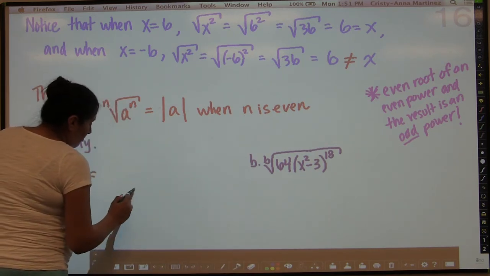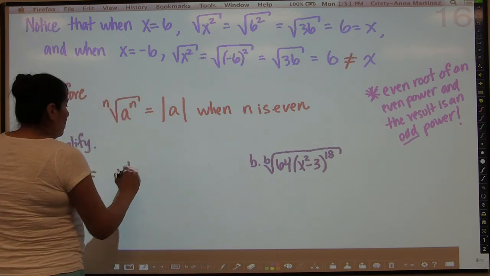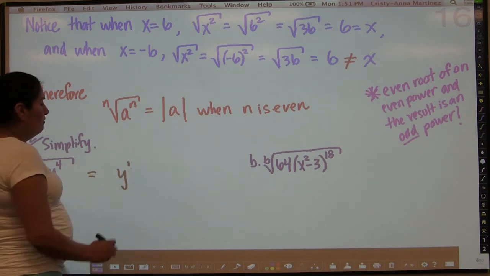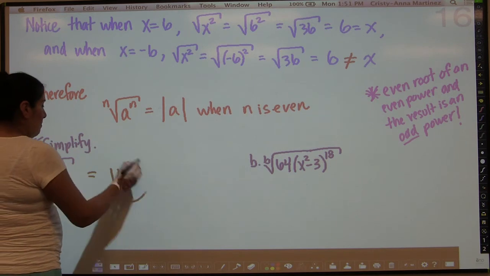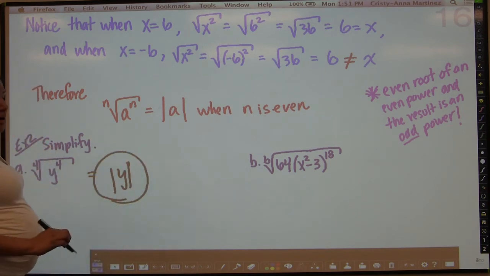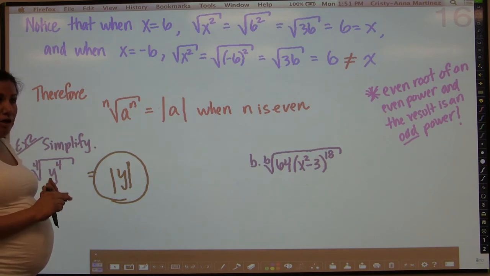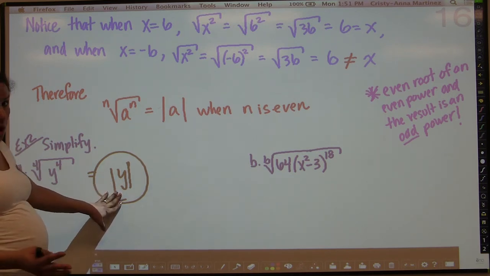Based on what I know from before, my answer was y to the 1 power. Since my result is an odd power, I am forced to put the absolute value bars. This is now my actual answer. Now, unless the problem says that you're assuming that all variables are positive, then you have to put the absolute value bars. If you don't, then it's wrong.